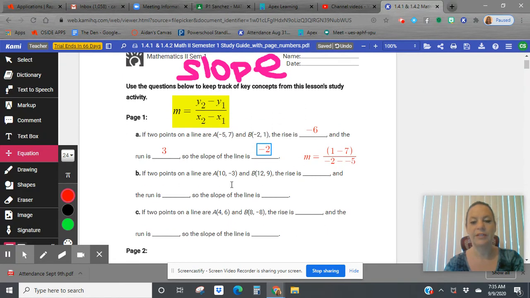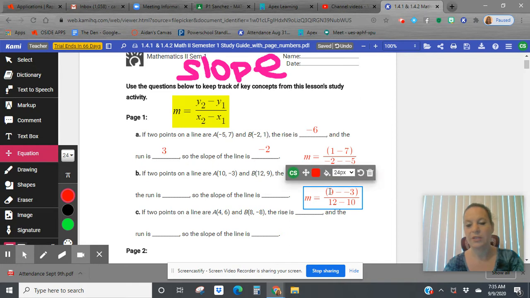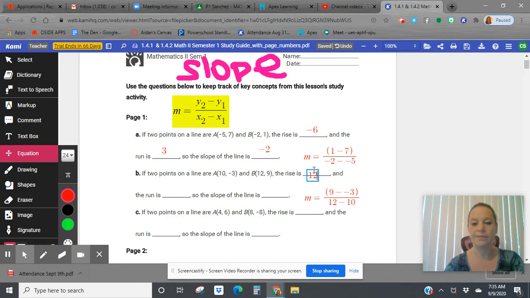And that's the same thing we're going to do on the next one. Given these 2 points, the rise and the run is this. So let's go do the formula one more time. And we do 9 minus a negative 3 on the top, divided by 12 minus 10 on the bottom. So on the top is 9 minus a negative 3. So that turns into a positive 12. And then the run is 2. 12 minus 10 is just 2. So the reduced slope, 12 over 2, just gives us 6.